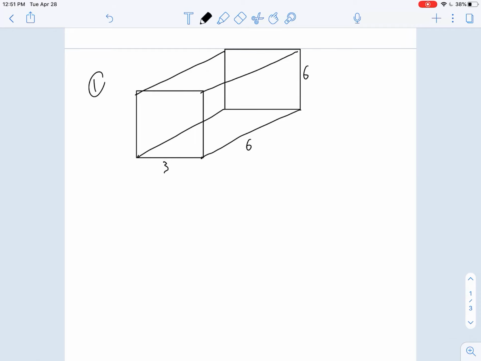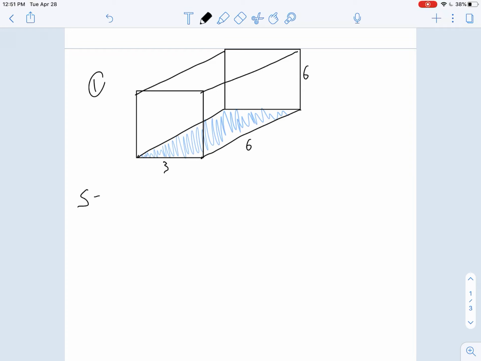Okay, my bases. So the dimensions that I want to use as my base is the bottom here. Just like before, the bottom is my base. I just want to focus on one base right now. I don't need the other one just yet.